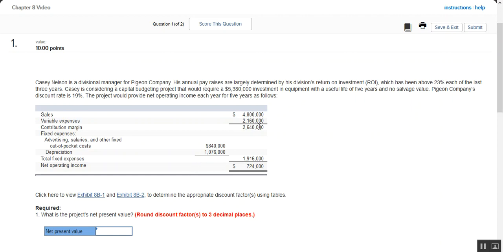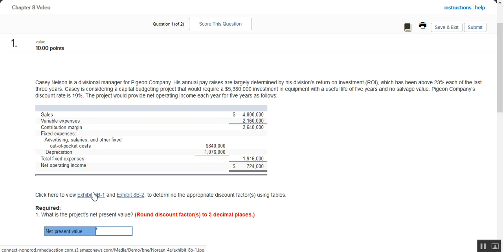So we've got some sales, variable expenses, some fixed expenses. Notice that one of those fixed expenses is depreciation, which is a non-cash expense. That's going to matter later. And we have a net operating income of $724,000. So this is the information that we're going to need to use.